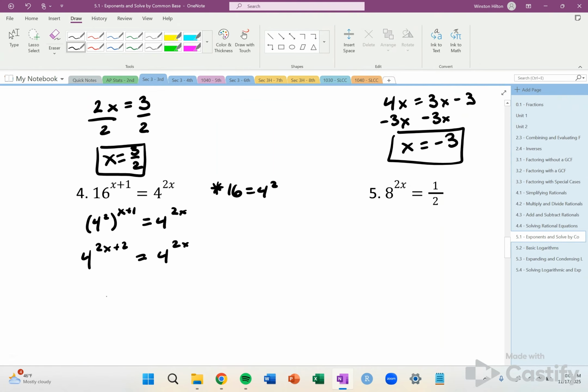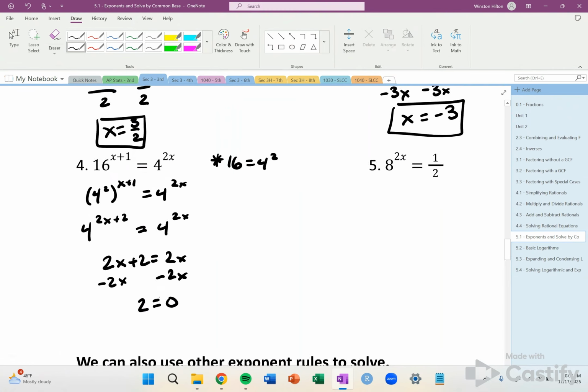Drop those bases. 2x plus 2 equals 2x. Subtract 2x on both sides. And that leaves us with a problem. Does 2 equal 0? It does not, so we don't actually have a solution here. There is no value of x that will make this equation work.